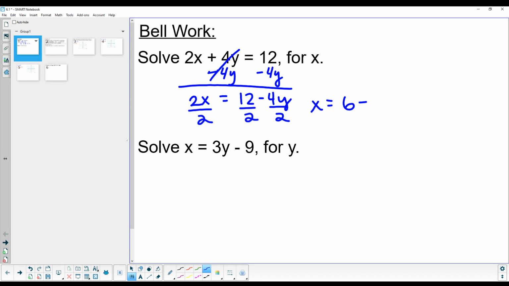If I simplified this part to get 6, I can also do 4y over 2, reduce the 4 and the 2. So what would you get actually? 2y. There you go. Okay, so you should get x equals 6 minus 2y. Nice job.